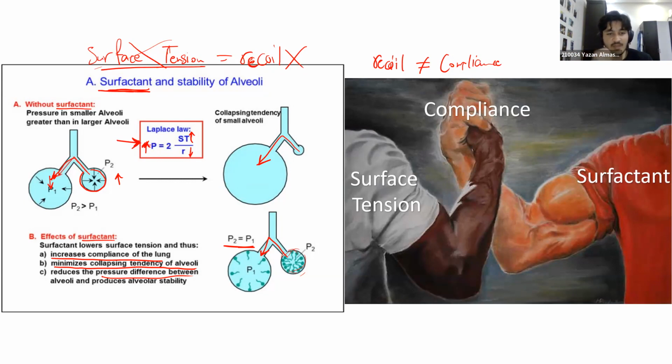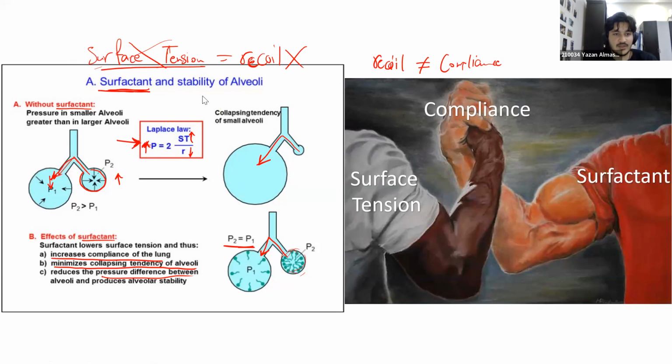The main concept of this is the action of surfactant. Surfactant and surface tension are against each other. Surfactant will increase compliance, surface tension will decrease compliance. Does that make sense? And I hope you remember this picture in the exam when you're stuck between which is which.